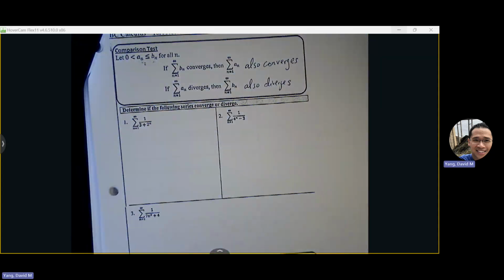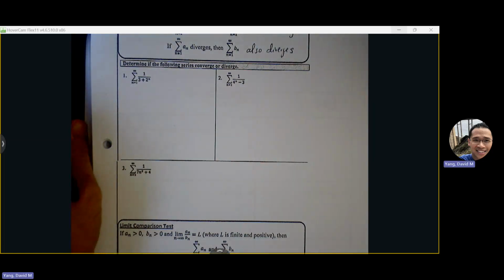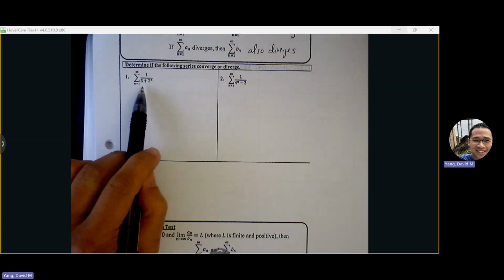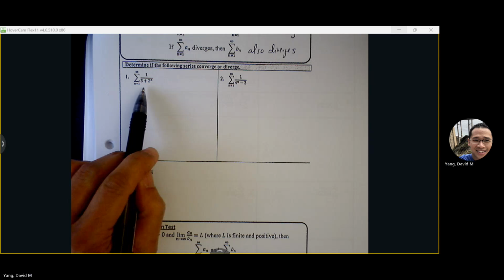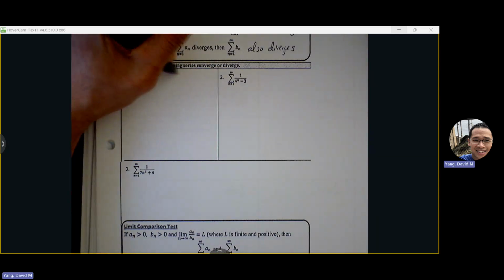So number one, determine if the series converges or diverges. We have 1 over 3 plus 2 to the n. So if I can think of a simpler series, I'm thinking of this series here.